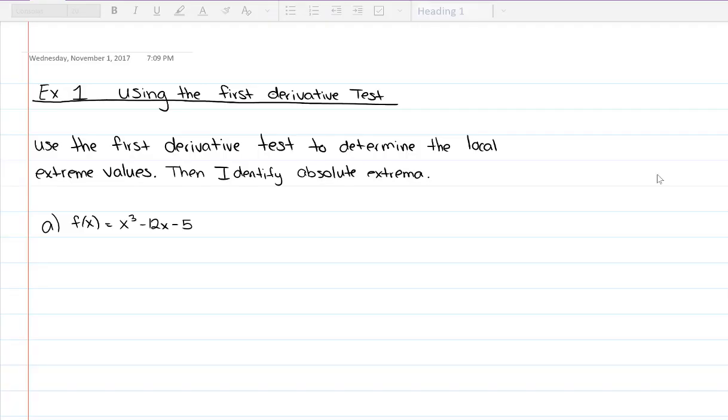Example 1, using the first derivative test. So we're going to use the first derivative test, which is what we talked about in the last video, with all those different examples of how the derivative is going to tell us how the function's behaving to determine the local extreme values. Then we're going to identify any absolute extrema. So here we have the graph x cubed minus 12x minus 5.